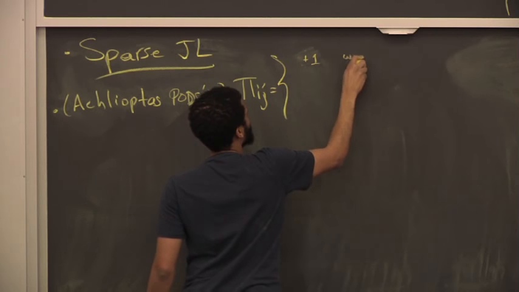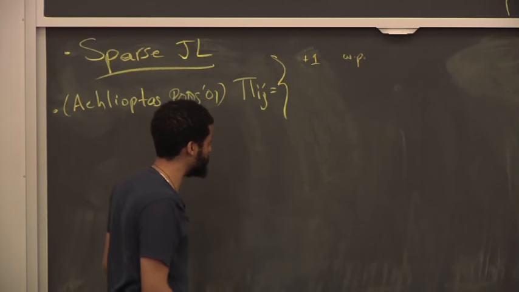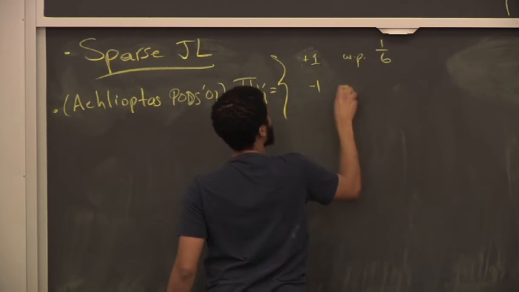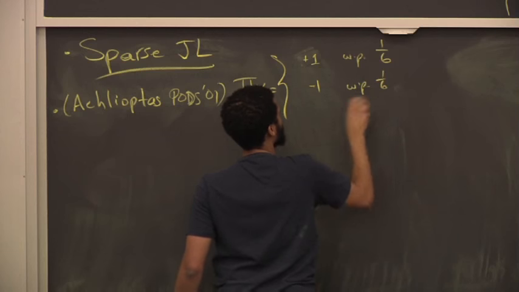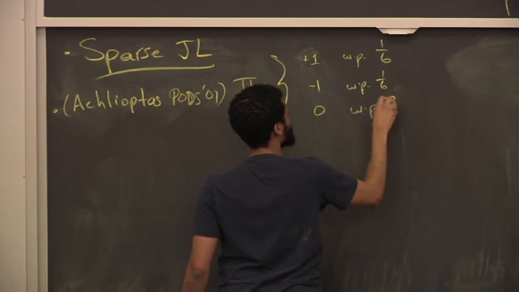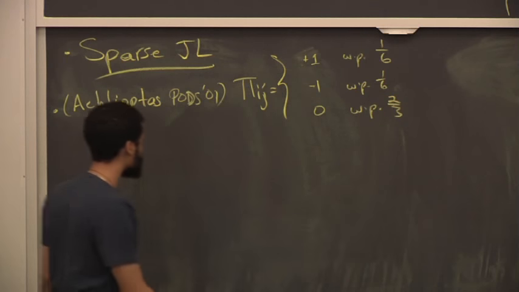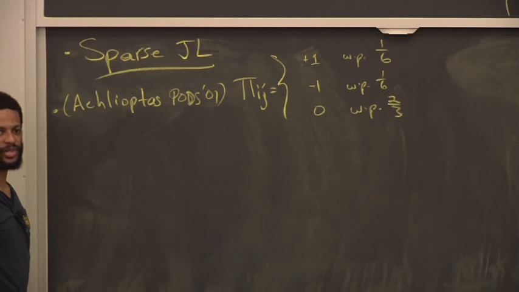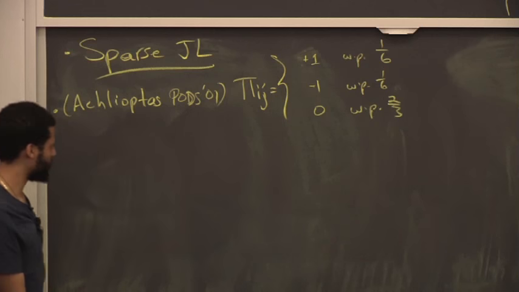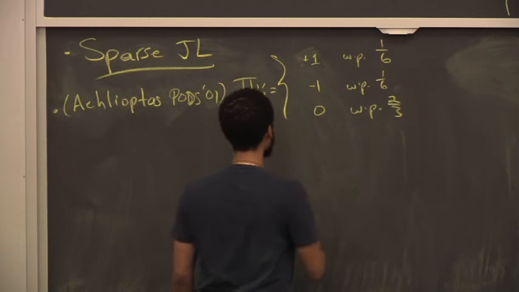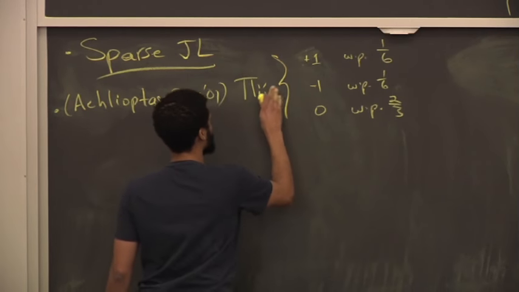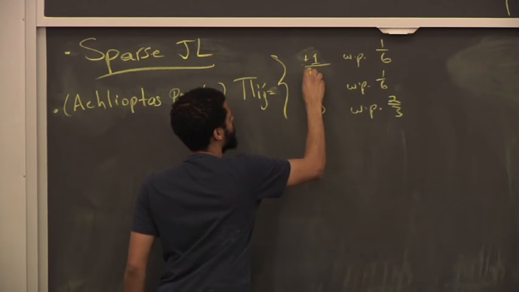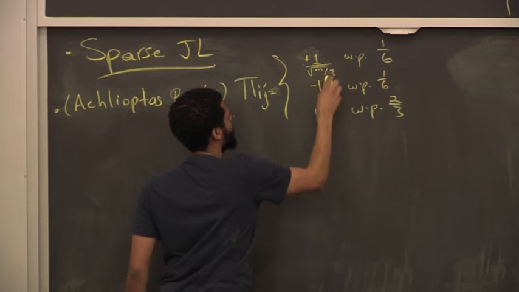plus one with probability a sixth, minus one with probability a sixth, and zero with probability 2/3. And there's some scale factor. You need to put some scale factor here just to make sure the columns have unit norm. So I think it's actually this times, you have to divide by root m over 3 or something like that.